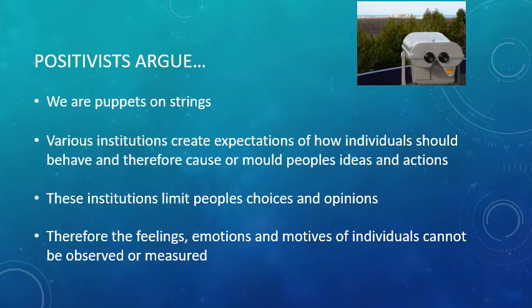As a consequence of that, there's not a lot of point talking to people about their feelings and emotions. There's not a lot of point asking people why they did things, because they can't really tell you. They are acting as a result of those external forces. If you use the puppet on a string analogy, those forces are the puppet master or the strings themselves. We are robotic. We are acting in a way that we don't necessarily have a lot of control over.